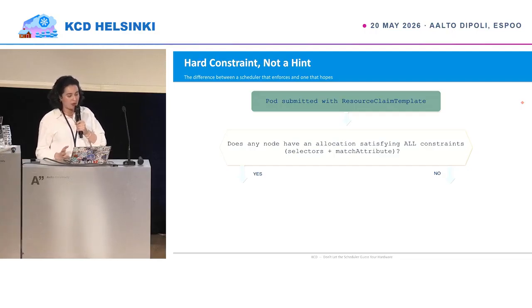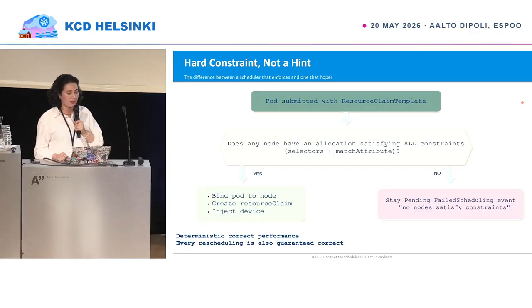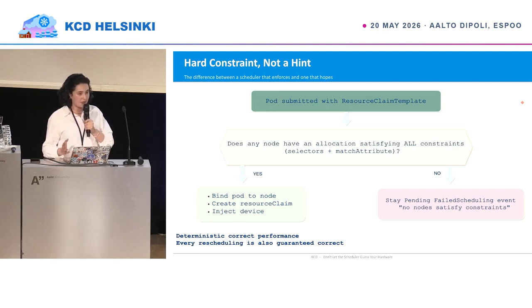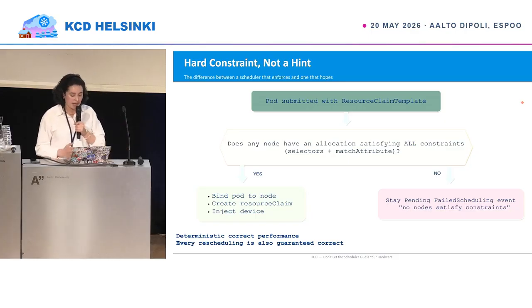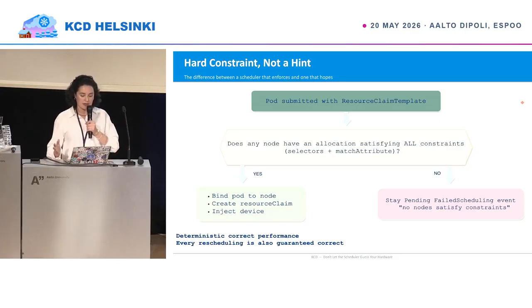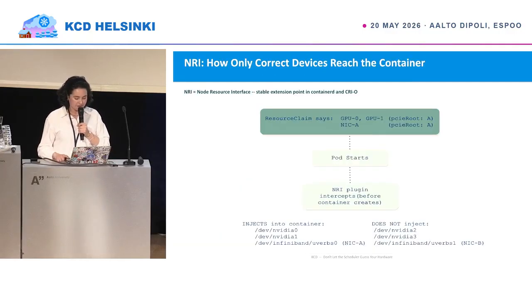So when the creation of a pod with the DRA claim reaches the scheduler, it looks for a node that satisfies the request. If it exists, it will bind the pod, create the resource claim, and inject devices. This is a deterministic allocation pattern. If the node does not exist, the pod will stay pending. So here, pending is honest. We can act on it, and there is no silent degradation hidden behind our workload.